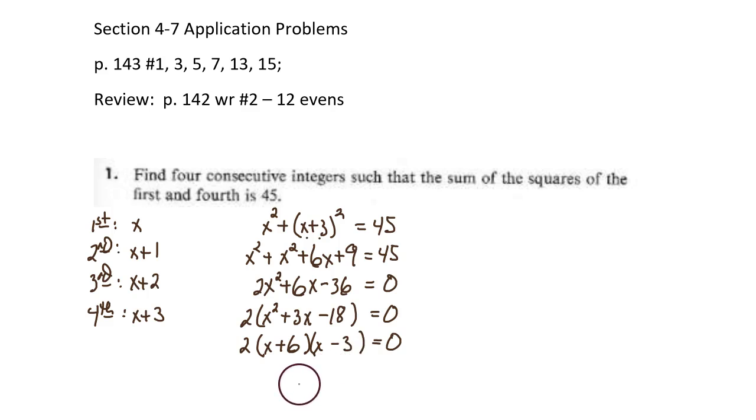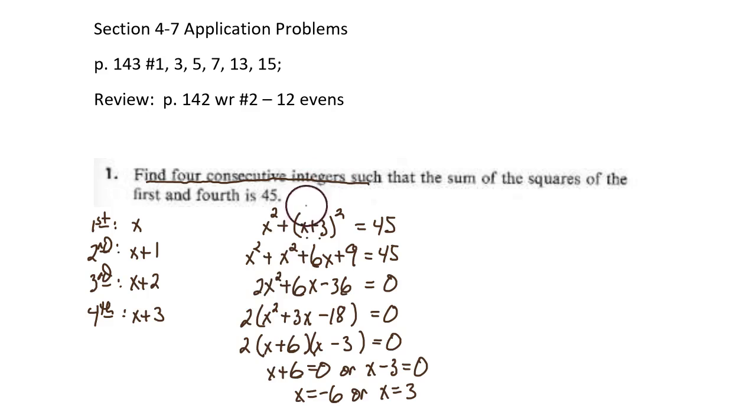Now take each factor and set it equal to 0. So the x plus 6 could be equal to 0, or the x minus 3 could be equal to 0. And solve each of these. This is x equals negative 6, or x equals positive 3. Now we're not done. We need to check that result in the context of the original question. We're told to find 4 consecutive integers.